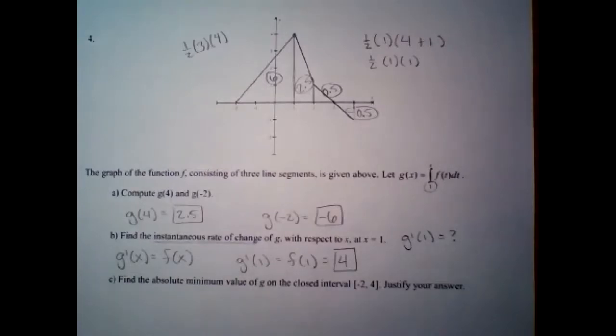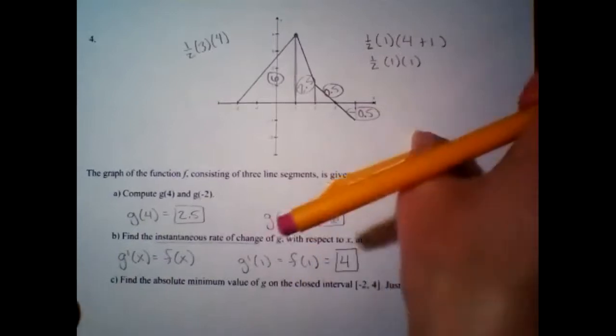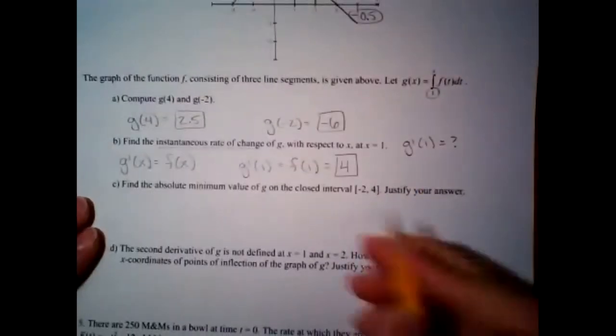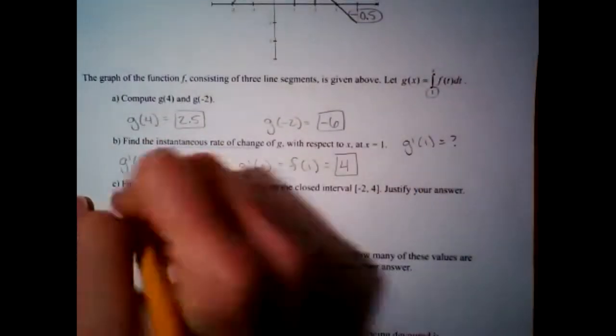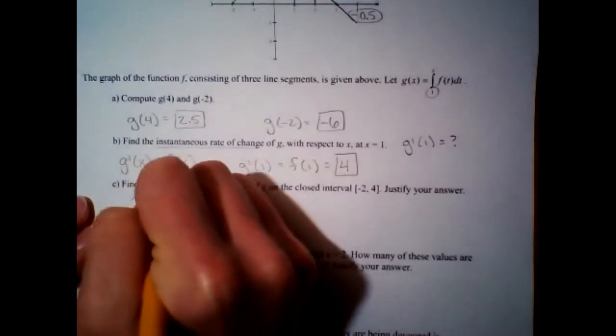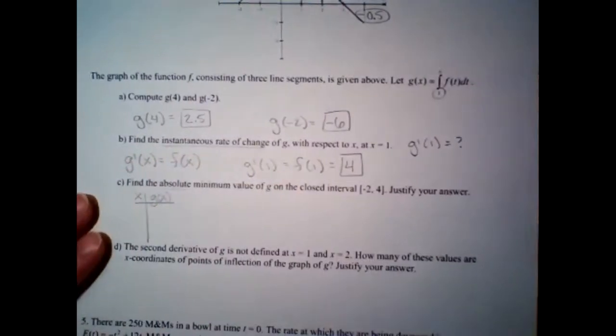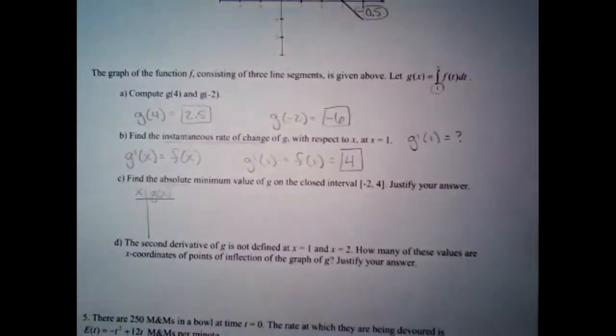All right. C. Find the absolute minimum value on the interval -2 to 4. Absolute means it is the candidates test. So who are your candidates? And I don't need an actual value. I'm not just looking for a vocabulary word here. What, for any graph, are going to be the candidates for your candidates test?